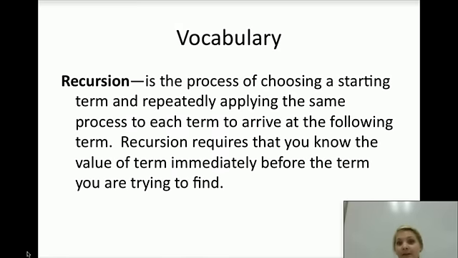Now, what we've taken a look at the past 2 days have been explicit formulas, meaning you don't have to know the terms before it to find the 10th term or the 100th term. That's the nice thing about explicit sequence formulas. You don't have to know the terms before it. Sometimes it's helpful. And with recursion, we'll have to know the terms before it.